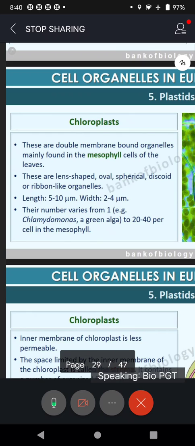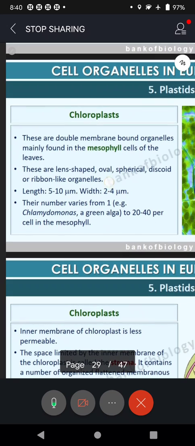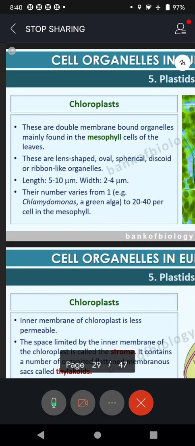Upper layer consisting of pillar-like cells, and bottom layers will be having amoeboid shaped cells. These are called mesophyll cells. In that, there will be a lot of chlorophyll. And what is the shape of this chloroplast? Normally it is oval shaped or spherical, discoid, and sometimes ribbon-like also. And the length 5 to 10 nanometers, width 2 to 4 nanometers. The numbers vary to 20 to 40 cells in the mesophyll.